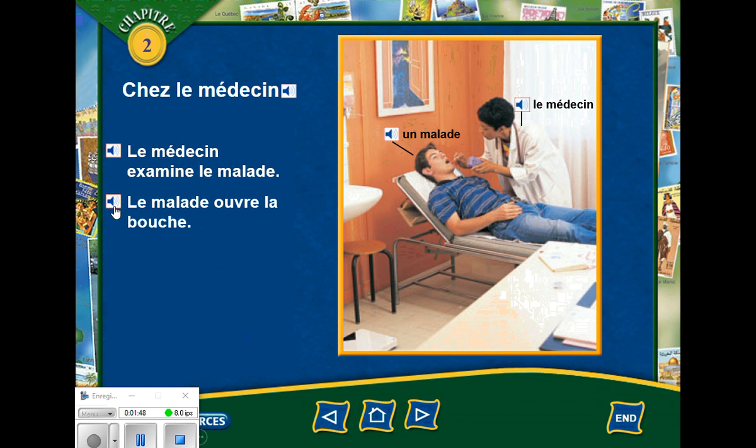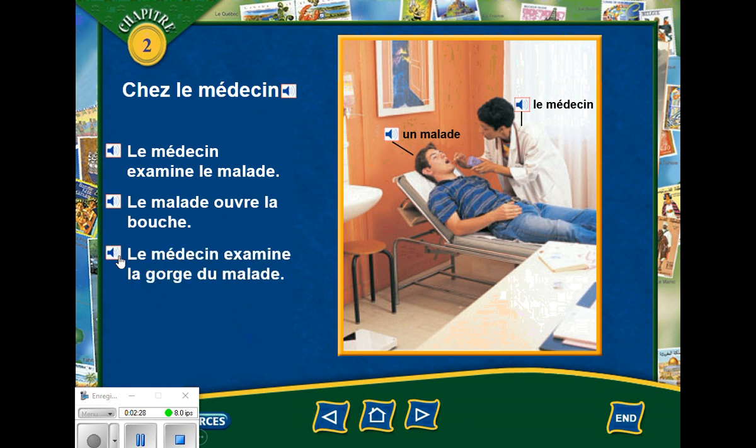Le malade ouvre la bouche. This verb is ouvrir. You've probably seen it before. La porte est ouverte. It means to open. The patient opens his mouth. Now notice we say la bouche, the mouth. We don't say sa bouche for his mouth. We don't use the possessive adjective. We use the article because in French it's assumed that a patient is going to open his own mouth and nobody else's. So you just say the patient opens the mouth. Listen to it one more time. Le malade ouvre la bouche.